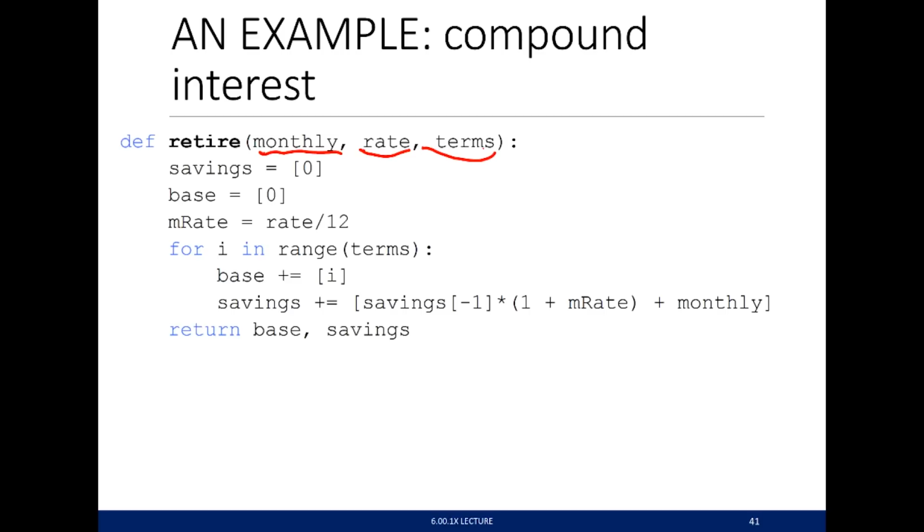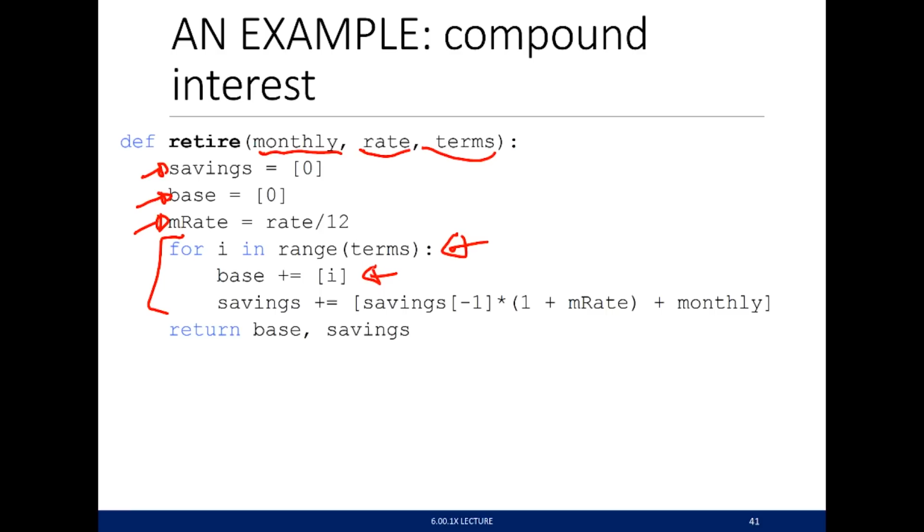This function should not surprise you. It does things you've seen before. I'm going to set up a list called savings. I'm going to set up a list called base. That's going to be my Y and X values if you like. I'm going to compute the monthly rate. That's just the annual rate, but every month, so divide it by 12. And then I have a simple little for loop here that runs over the range of the number of terms, so however many times I want to look at this, and it just adds into each of those lists the next label for the x-axis, so the next month.